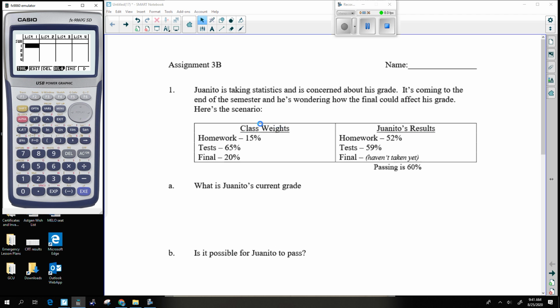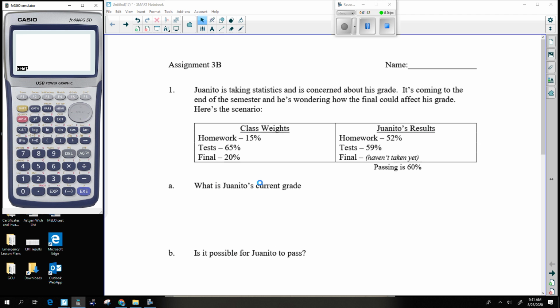For instance, in this example right here, the homework is worth 15% of the grade, tests are worth 65% of the grade, and the final is worth 20% of the grade. So you can see that these test points, just in general, are worth more than a homework point. It has more weight to it. So how do you come up with a final score or a final grade with these weighted averages? That's what we are going to be looking at here.